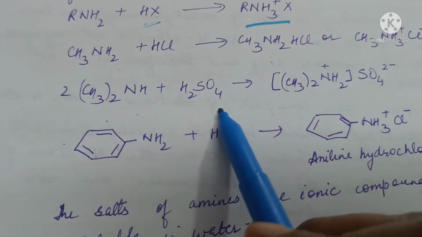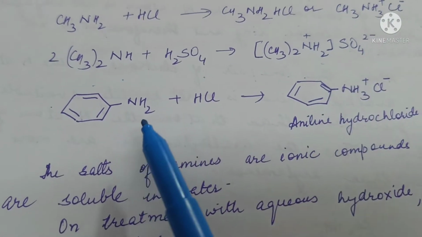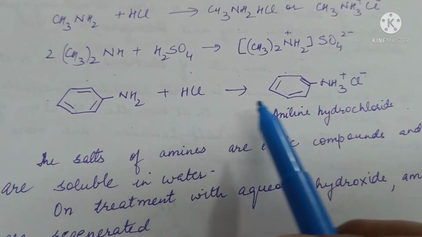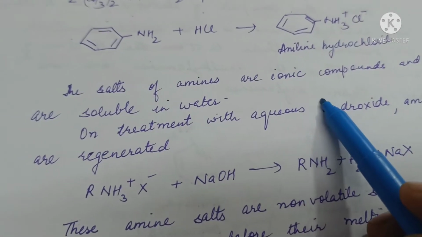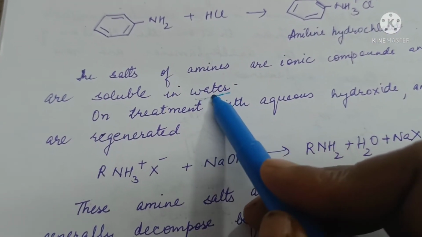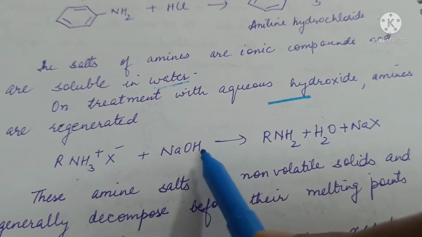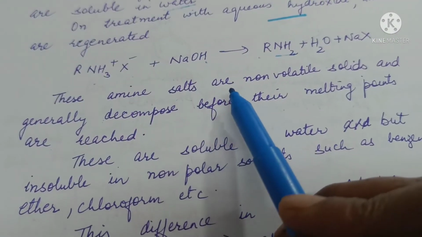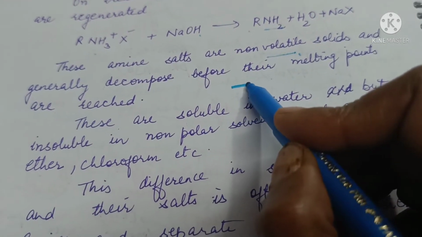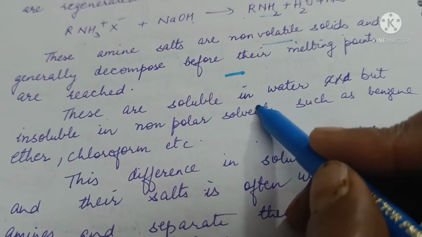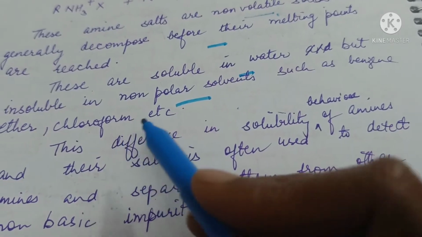Similarly, secondary amine with sulfuric acid will form dimethyl ammonium sulfate, and aniline with hydrogen chloride will form aniline hydrochloride. The salts of amines are ionic compounds and are soluble in water. On treatment with aqueous NaOH, these salts can give back the amines. The amine salts are non-volatile solids and generally decompose before their melting points are reached. They are soluble in water but insoluble in non-polar solvents such as benzene, ether, chloroform.